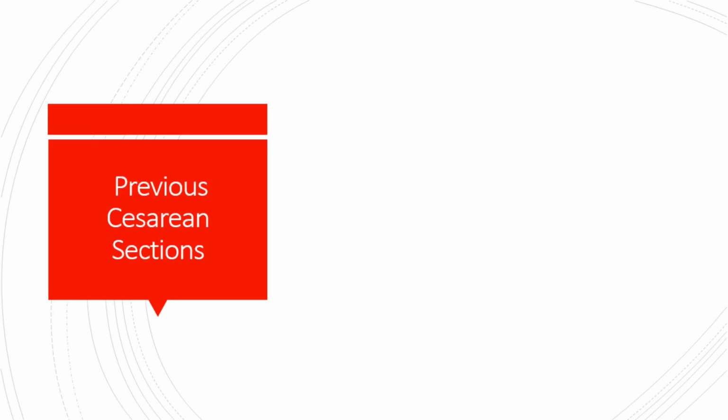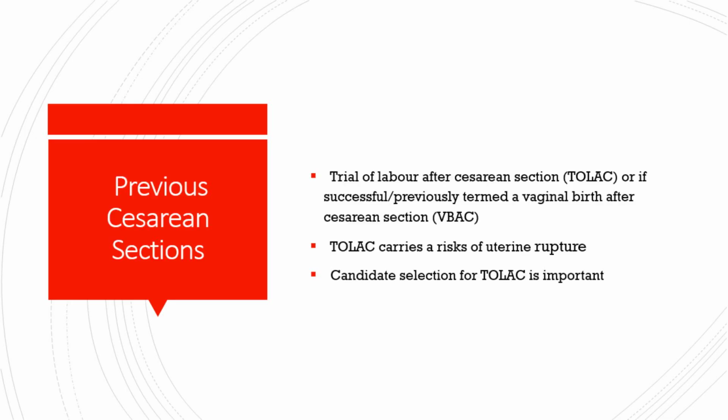Women with a history of a previous cesarean delivery may consider a trial of labor after cesarean section. This is also called a TOLAC. We previously referred to this as a VBAC or vaginal birth after C-section. Given that a vaginal birth is not guaranteed after a C-section, a new term was introduced called a TOLAC or trial of labor after a C-section. If the TOLAC is successful, then you can say someone has had a successful VBAC or a successful vaginal birth after a C-section.